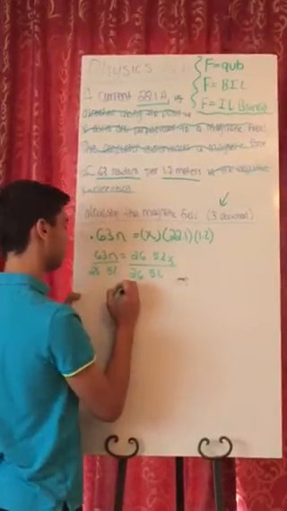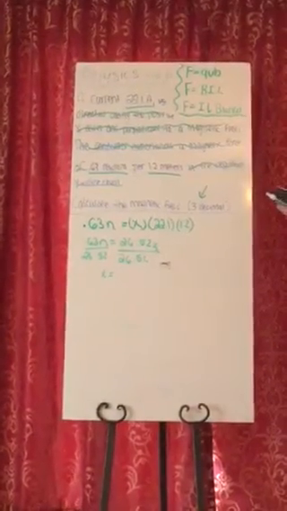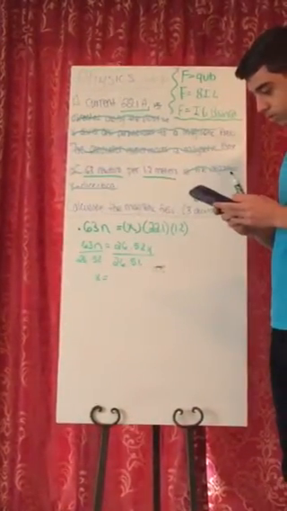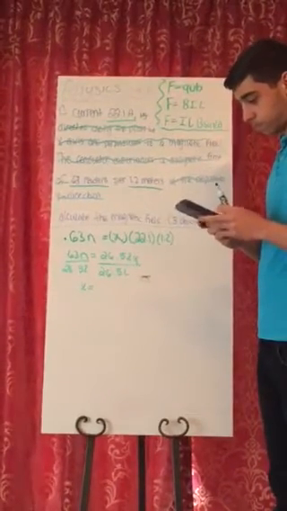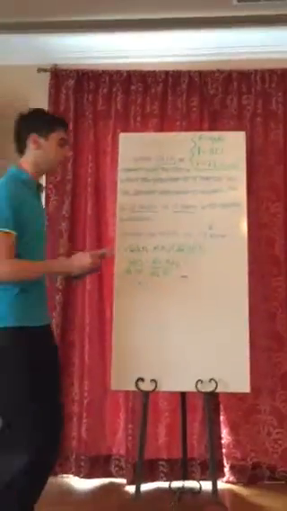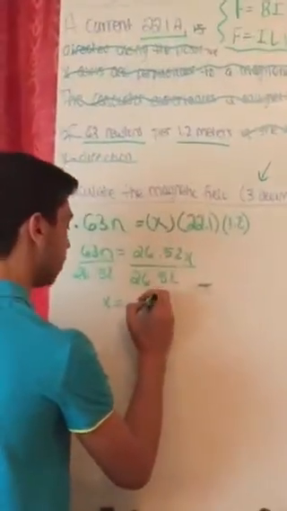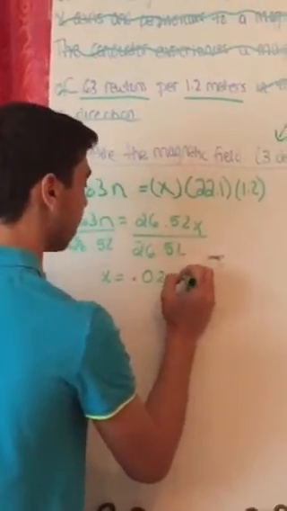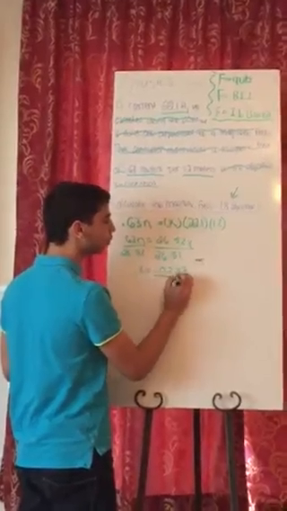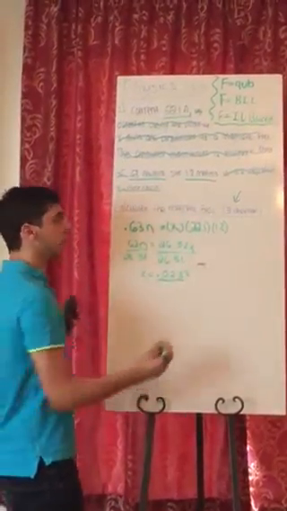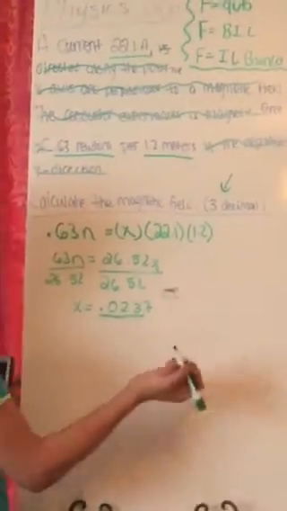you would get x equals 0.63 divided by 26.52, which is 0.0237. On the online quiz, if you put 0.023, it would mark it wrong because it did say to 3 decimals, and you would round up because 7 is greater than 5.